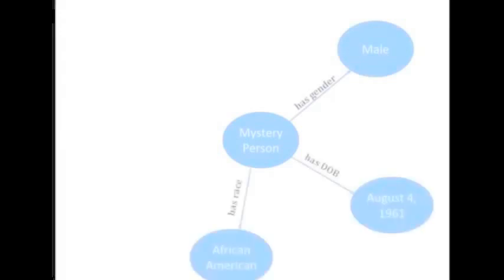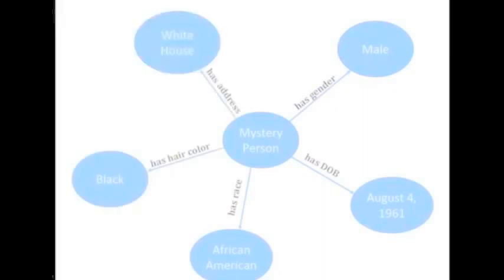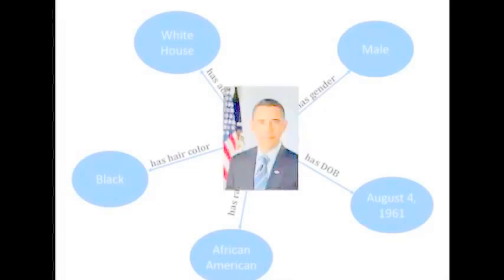Within an ontology, concepts are only defined in terms of their relationship to other concepts. For example, say we are describing a concept called mystery person. Mystery person has many relationships to other concepts, including gender, date of birth, race, hair color, and address. We can use these relationships to define the mystery person. Can you guess who it is? Ontologies through RDF and OWL are designed and structured to capture such relationships.